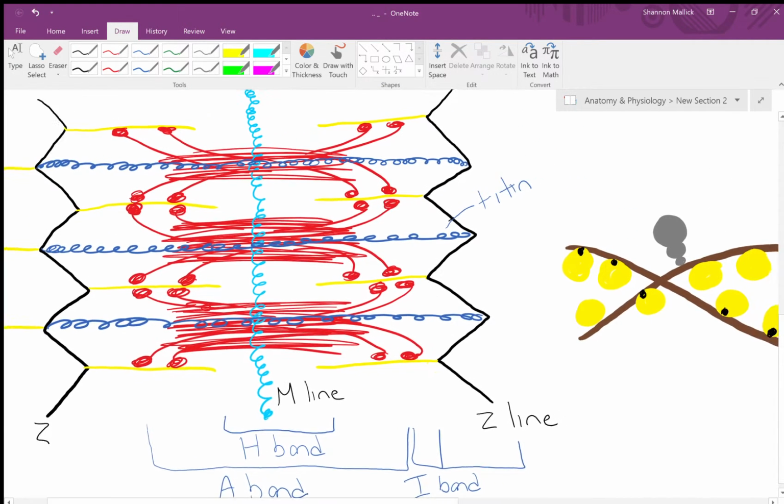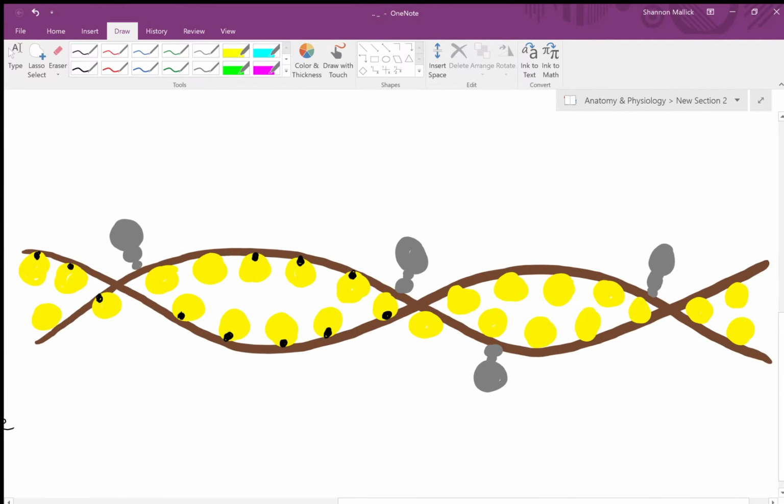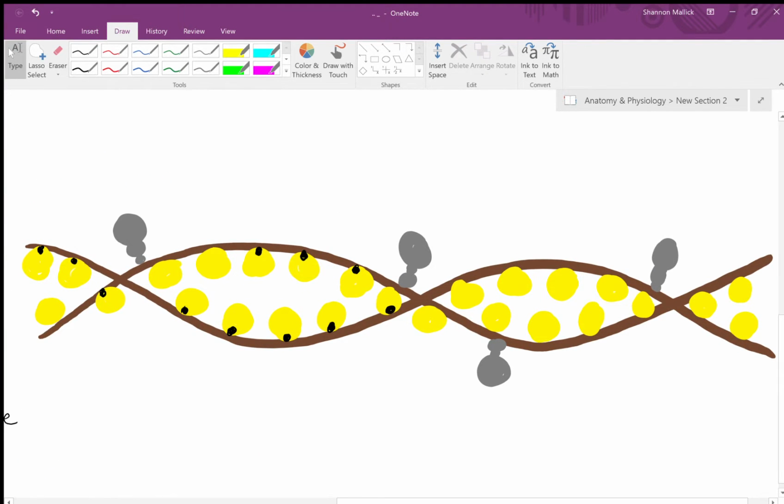So then we're going to move over here to simply an actin filament. And these yellow balls you see are your actual actin proteins. And this is also bound to your troponin-tropomyosin complex. And this is your troponin. And these strands are your tropomyosin.